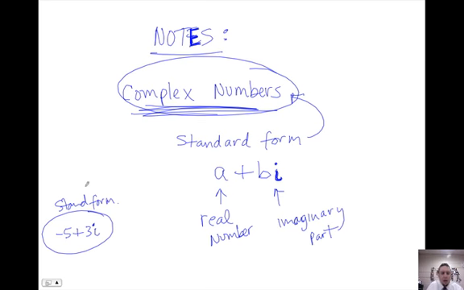If you put 3i minus 5, you think it's the same, but if it's not in standard form, I won't accept it. The real part and then the imaginary part. Okay, so let's go to our questions.